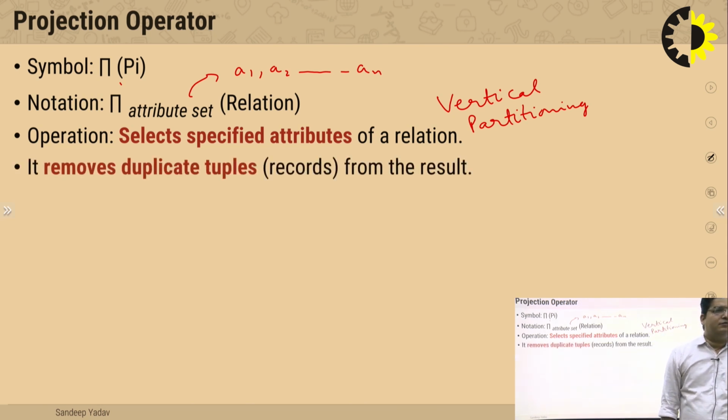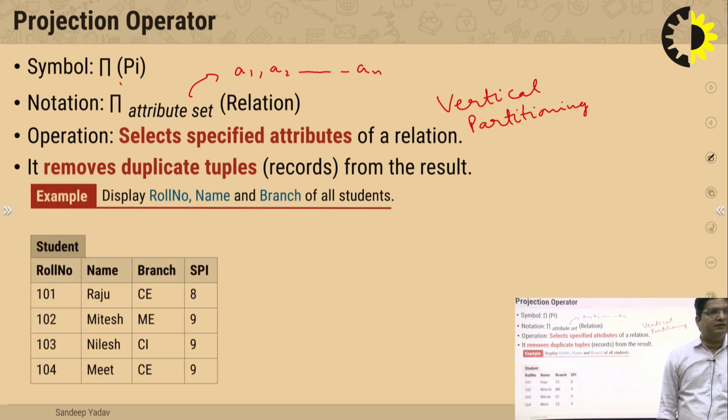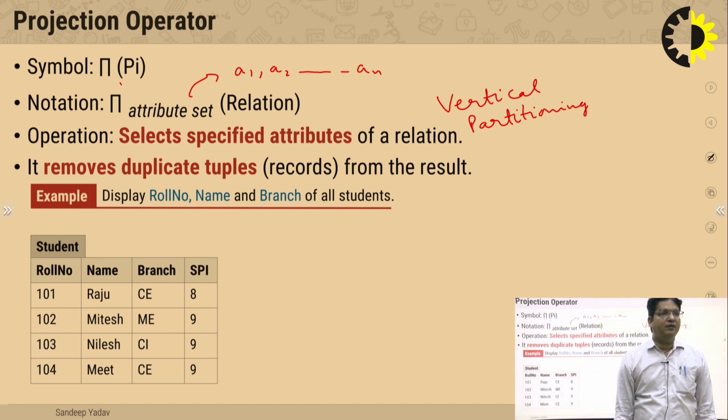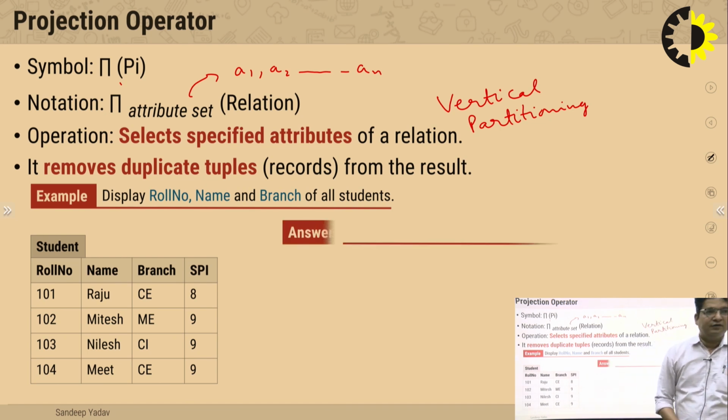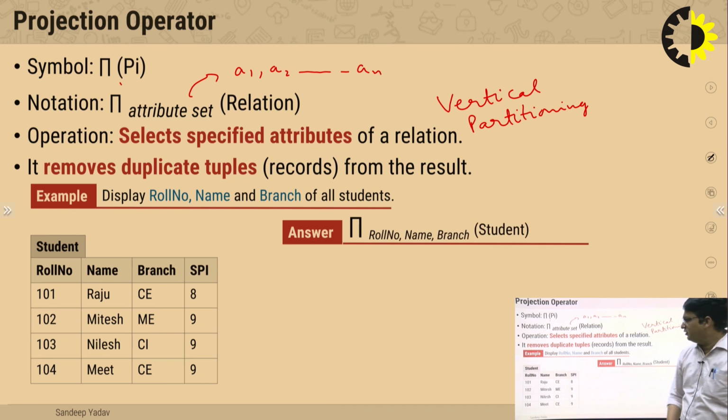Now this removes the duplicate tuples from the results. Now we shall see through an example. We want to display the roll number, name and branch of all the students. So these are the attributes that we want in the results. So how will we proceed? First we will use the symbol pi. In the subscript we need to mention the roll number, name and branch, followed by the name of the relation student. So this is how we will write the corresponding query: pi, roll number, name, branch, followed by the name of the relation student. That will fetch us the desired result.